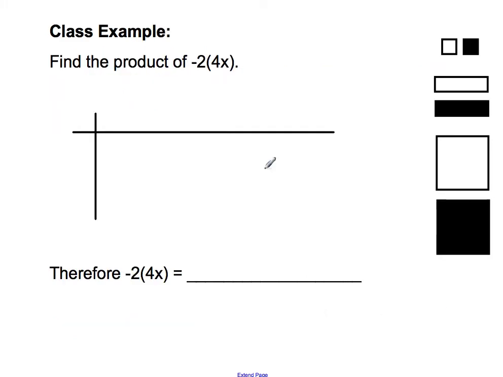Let's go on to the next one. I'm just going to extend this a little bit. So now I have -2 times 4X. So I have 2 groups of 4X that are flipped. That's what it actually means. But let's see what that looks like pictorially. So I have -2, and I have 4X tiles, and we're going to multiply these together.